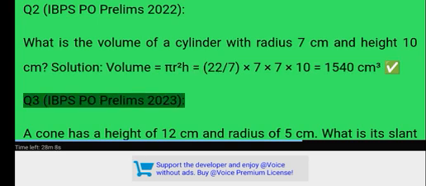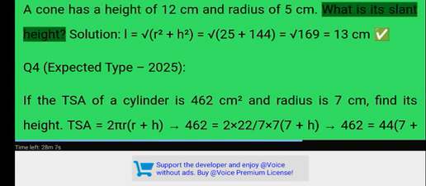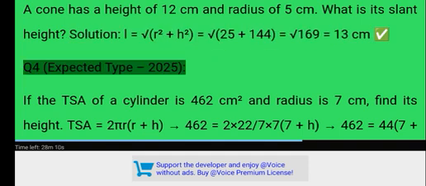Q3, IBPS SPO prelims 2023. A cone has a height of 12 cm and radius of 5 cm. What is its slant height? Solution: L equals square root of R squared plus H squared equals square root of 25 plus 144 equals square root of 169 equals 13 cm.